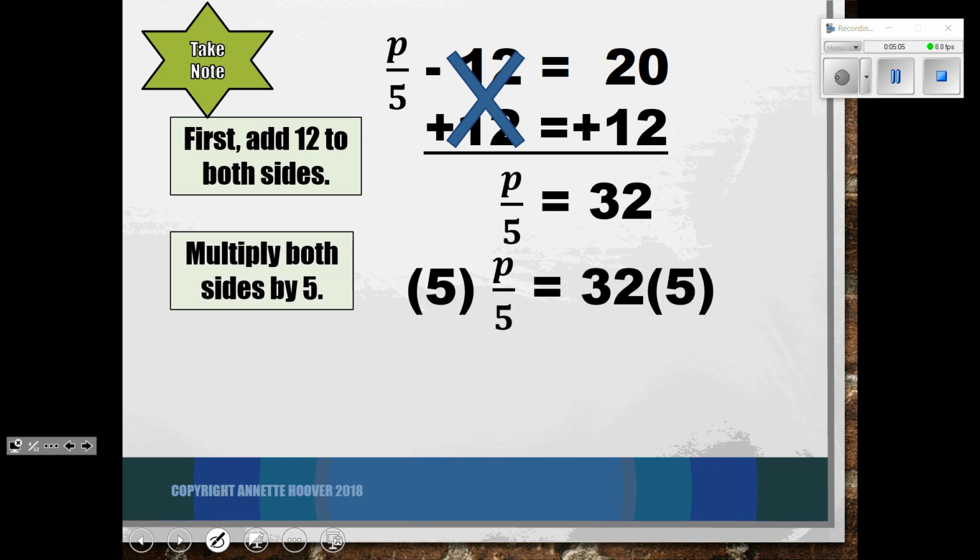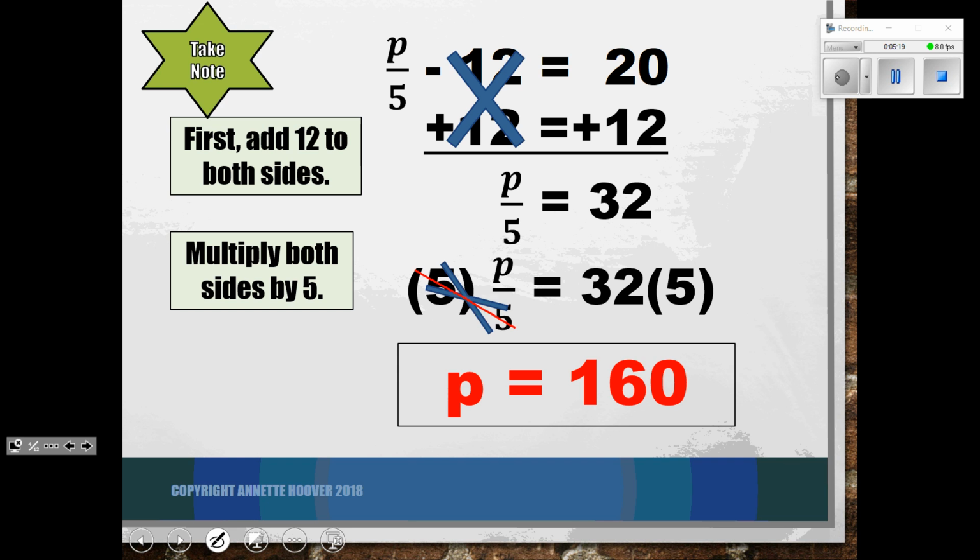What does that look like when you multiply both sides times 5? That means here on the left side you have 5 divided by 5, which is 1. And 1 times a variable is just that variable. On the right side we have 32 times 5, and it has 160.